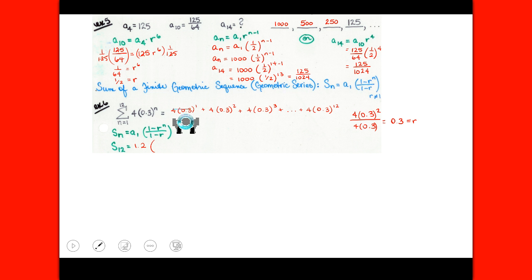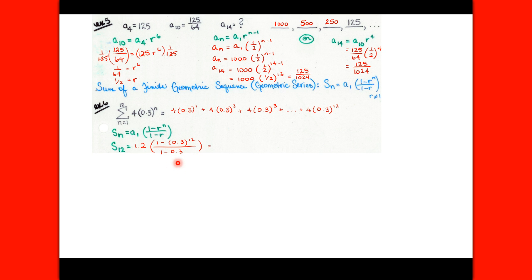So we could go through and we could say, okay, second term divided by first, that gives me 0.3. Third term divided by second, that gives me 0.3. Fourth term divided by third, keep right on going, that gives me 0.3. So I can plug 0.3 in the ratio in the top and the bottom.